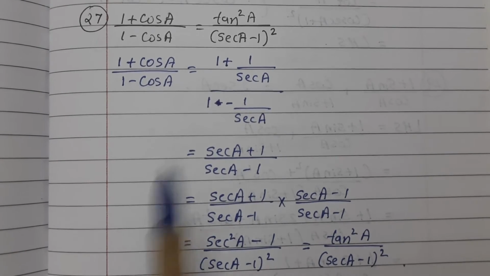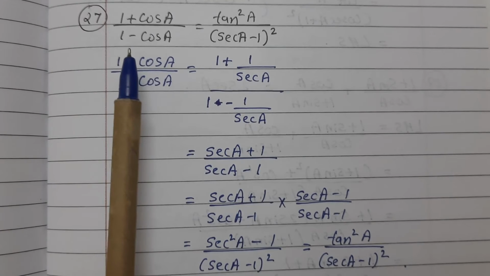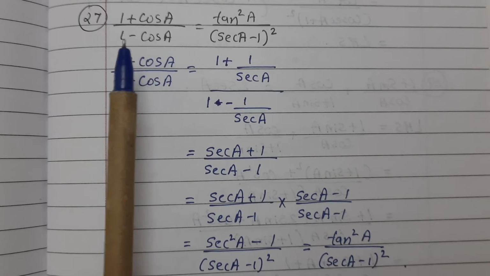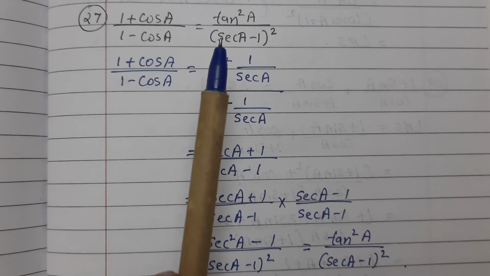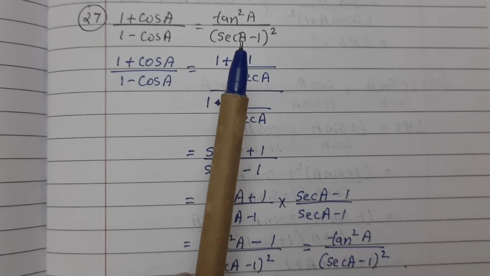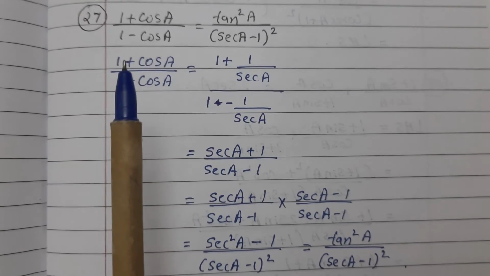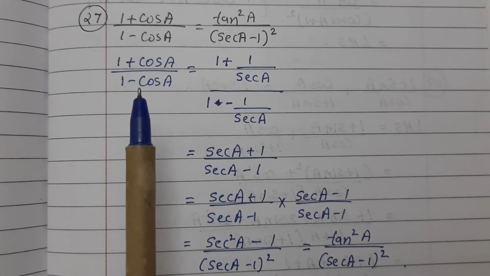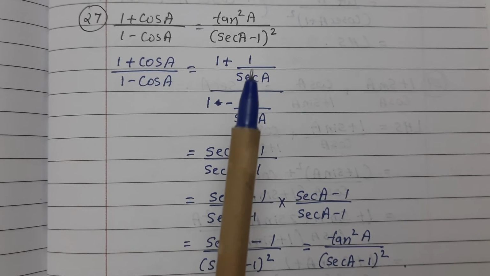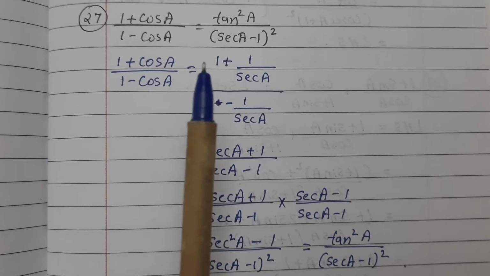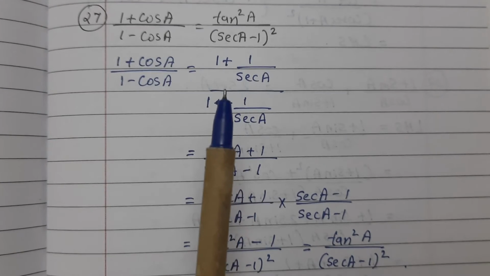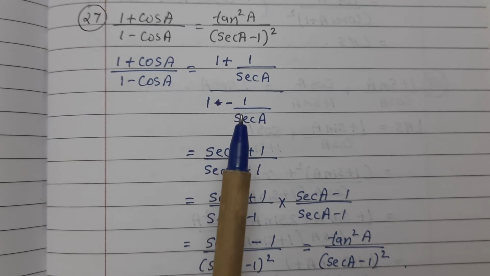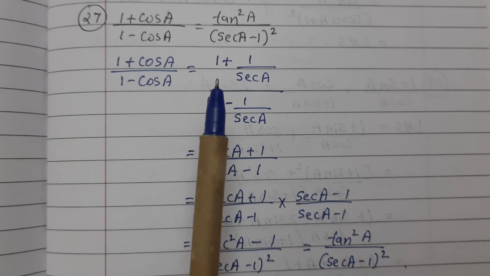Sum number 27. 1 plus cos A upon 1 minus cos A equal to tan square A upon sec A minus 1 the whole square. Left hand side is equal to 1 plus cos A upon 1 minus cos A. Cos A is 1 upon sec A, equal to 1 plus 1 upon sec A upon 1 minus 1 upon sec A. This term multiply and divide by sec A.